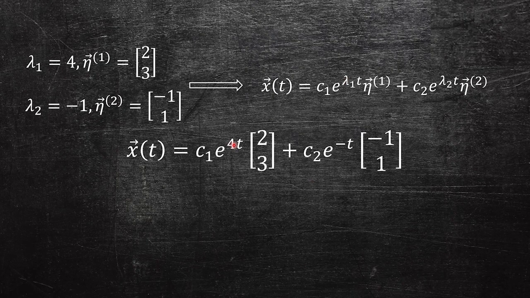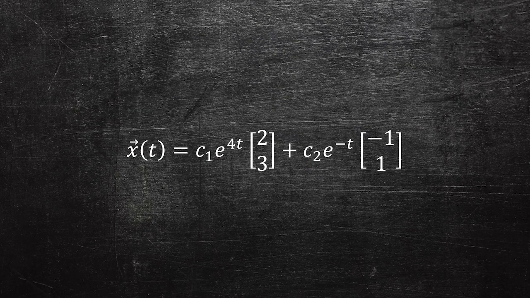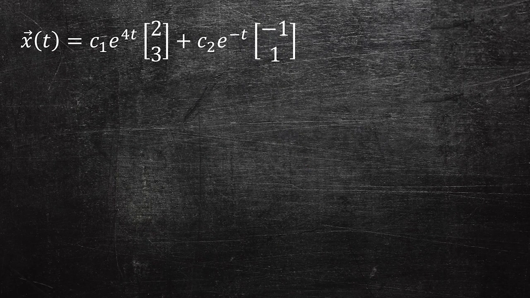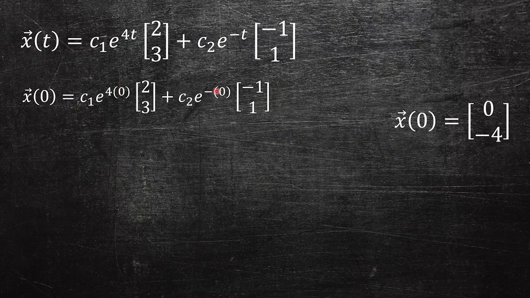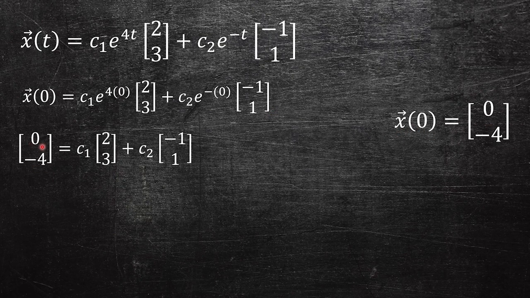Notice lambda 1 right here, eta 1 right here. Same thing for this side, okay? Now we just need our constants. We need C1 and C2, right? So let's calculate that real quick, using our initial conditions right here. Notice t equals 0, so we plug in t equals 0. Then x of 0 equals 0, -4, and so we plug it in right here.